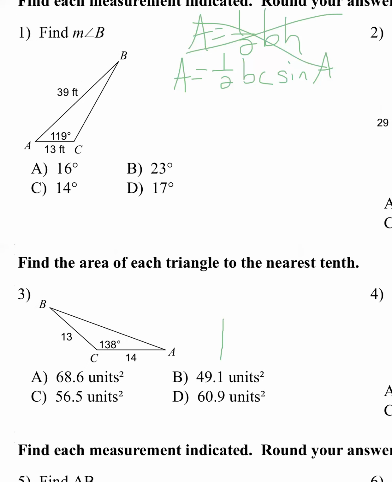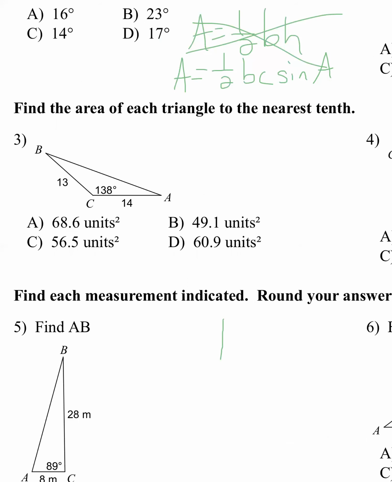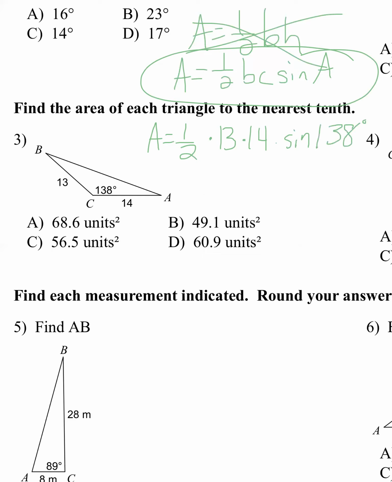Okay, so we're here. We're going to do number 3, and we're going to use this formula right here. So A equals one-half. B and C, remember, are just any two sides of the triangle. So 13 and 14, 13 times 14. And then sine of A, I know in this case it's C, but whatever. It's the angle in between those two. So sine of 138. All right, so there's my values.